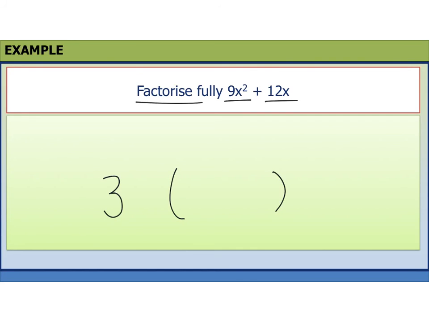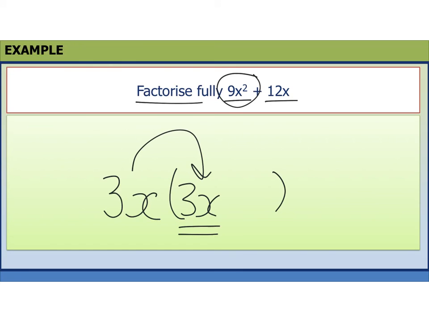And then I've got an x squared and an x, so I can put an x in front of the bracket. What do I want here to make 9x squared? So I want another 3, because 3 times 3 is 9, and I want another x, because x times x is x squared. And then what do I want here to make 12x? So I want 4. I don't need another x, because there's already the x in front of the bracket, but I do need it to be a positive 4, a plus 4, because I wanted a plus in between the two answers.